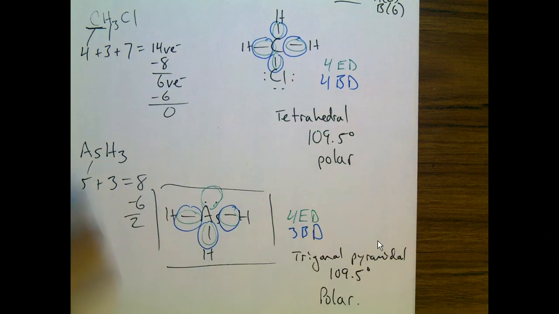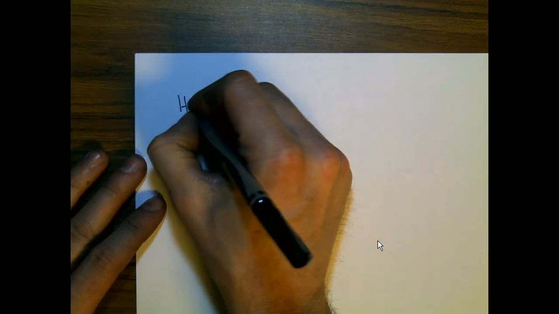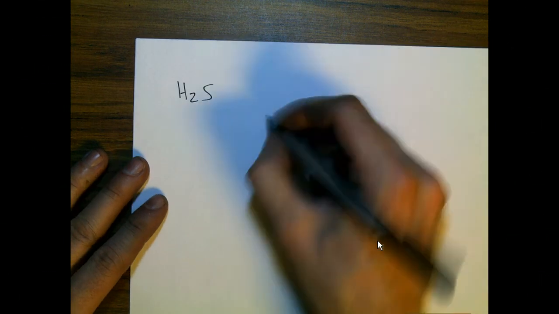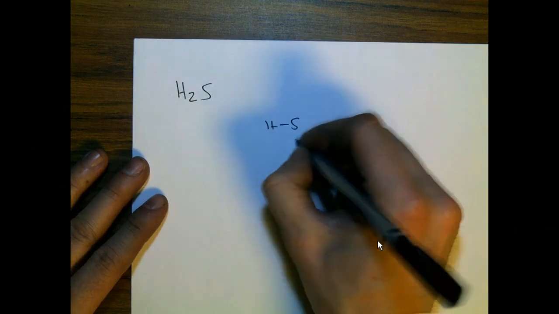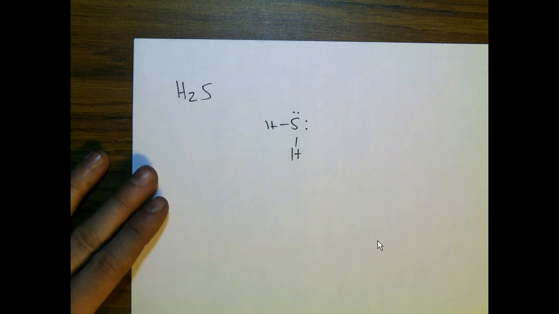All right, moving right along. That's just the first 2. I got to move a lot faster here. We now have H2S. I'm going to go straight to the Lewis structure. I'm not going to talk about how to draw it. This is the Lewis structure for it. You should be able to draw it because it's a very simple one.